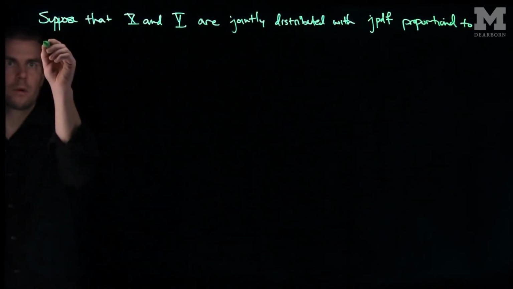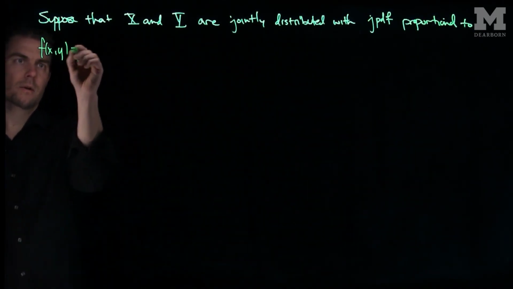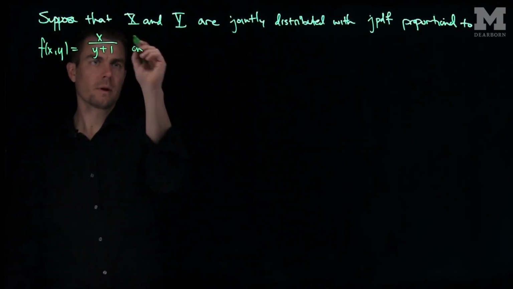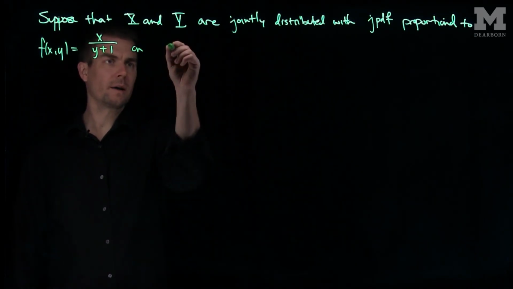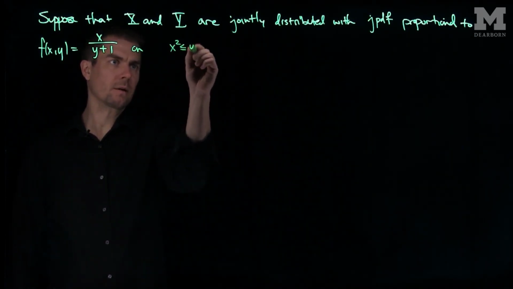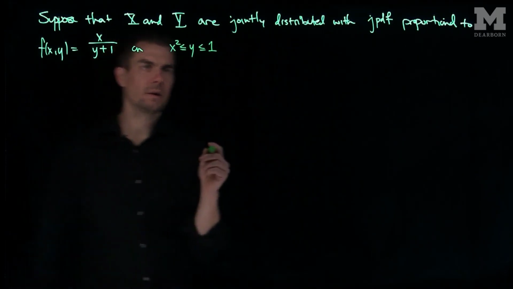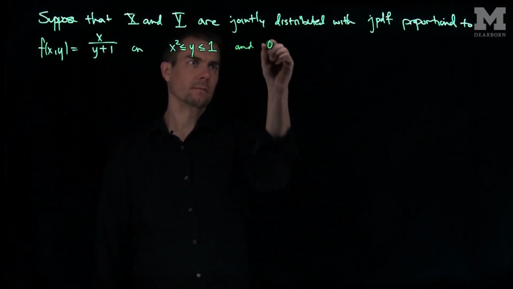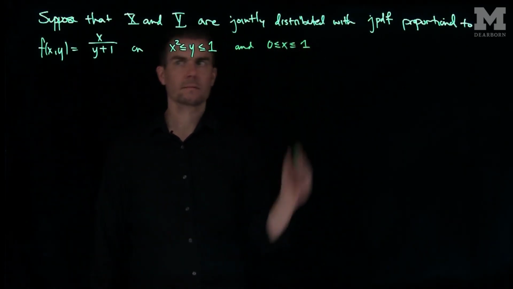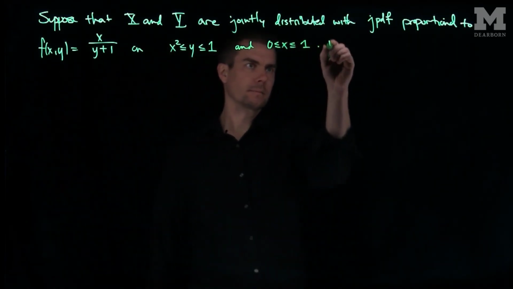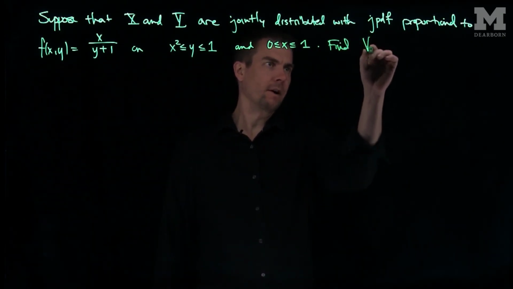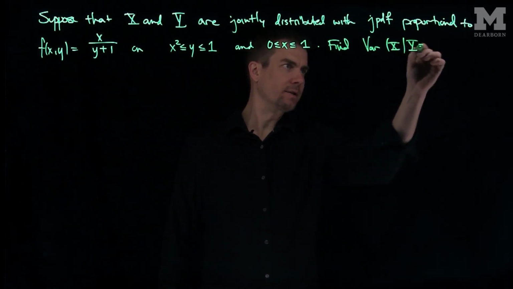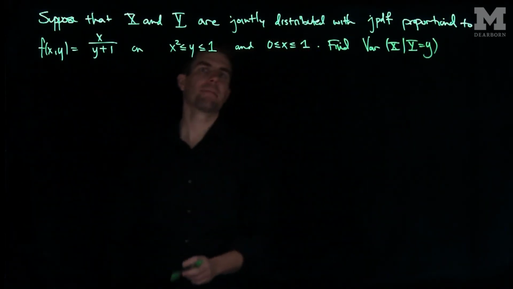f(x,y) = x over y plus 1 on the region where y goes between x squared and 1, and x goes between 0 and 1. Let's find the variance of x given that y is equal to a fixed value, little y.